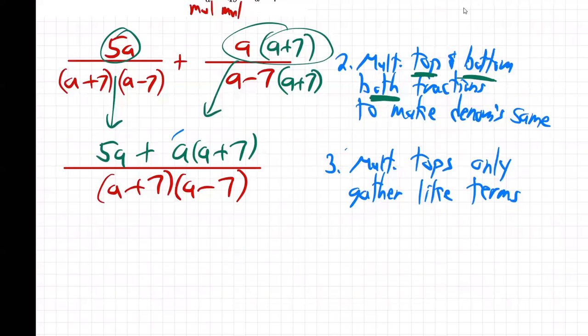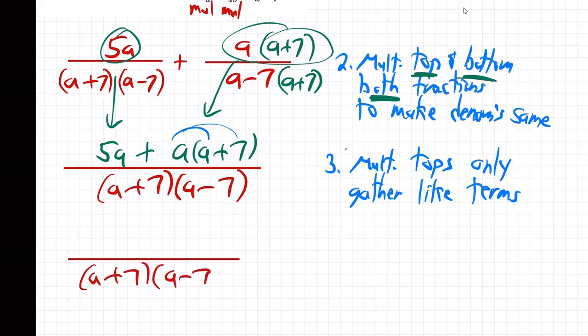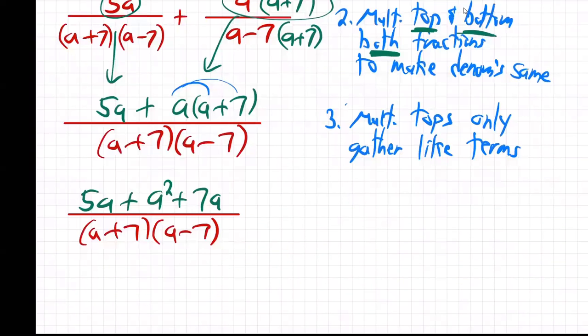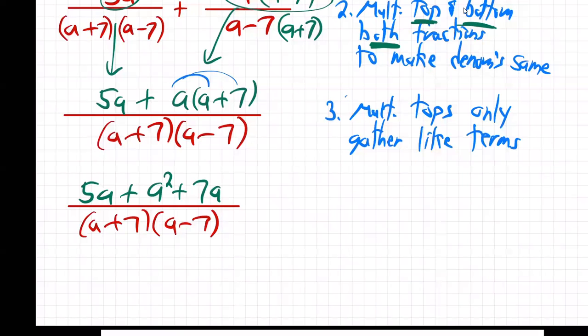So I'm going to distribute this a right here. I'm going to keep the denominator the same, right? Once we've got common denominator, we don't mess with the denominator anymore. But in the top, now I've got 5a plus a squared plus 7a. Right? I just multiplied that a. A times a squared, a times 7, 7a. And then gather like terms up there in the top.